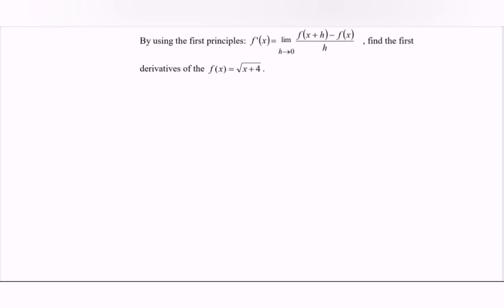Hello everyone, in this video I'm going to discuss the example for differentiation by using the first principle. Kindly refer to the question. By using the first principle, we have the formula given. Find the first derivative of the function f(x) equals the square root of x plus 4.